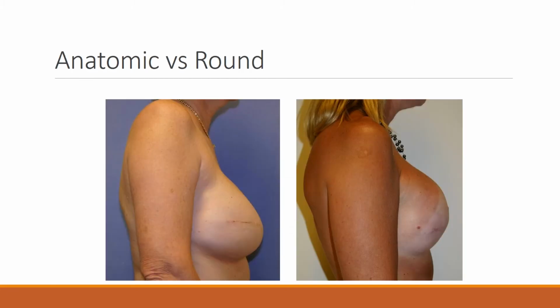This is what an anatomic versus round implant looks like when it's in the body. With an anatomic implant, you have a less full upper pole and a more full lower pole, giving you that teardrop shape that I had mentioned. With a round implant, you have more upper pole fullness and more of a symmetric breast shape. In order to keep this implant in place, they have to put that texturing on the shell. And as I had mentioned, the texturing is the one that's associated with the anaplastic large cell lymphoma.